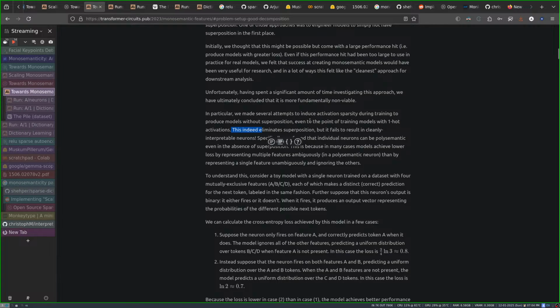This indeed eliminates superposition but fails to result in clearly interpretable neurons. Specifically, we found that individual neurons can be polysemantic even in the absence of superposition.